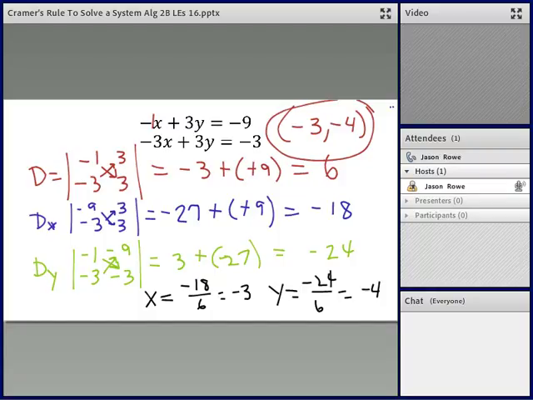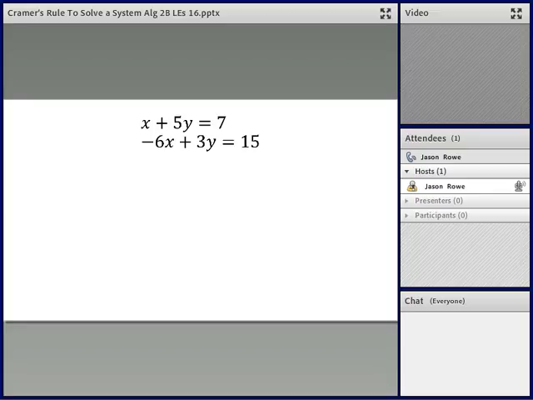Looks like a lot of work, but it really works out nicely, especially if you've got fractions. So here is our next example. We're going to go through the same exact thing. Set up our D matrix. Remember, that's the coefficients. Remember, there's a 1 there. So we've got 1, -6, 5, and 3. We're going to set up our dx matrix. Remember, for dx, we're not going to use the x coefficients. We're going to use the constant coefficients first, and then we're going to use the y coefficients.